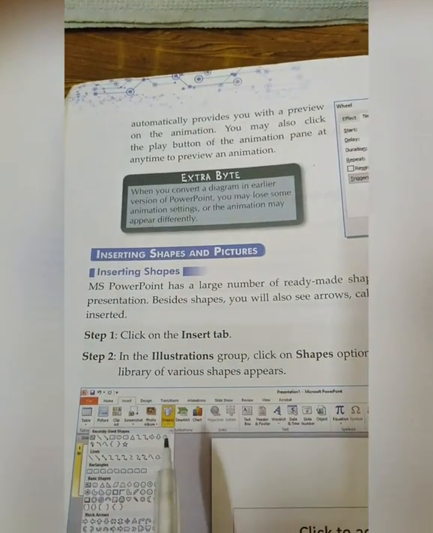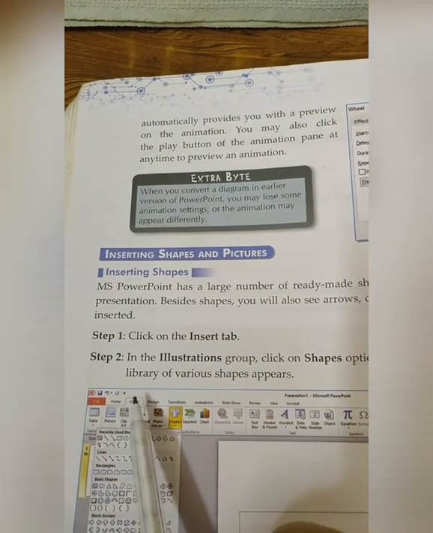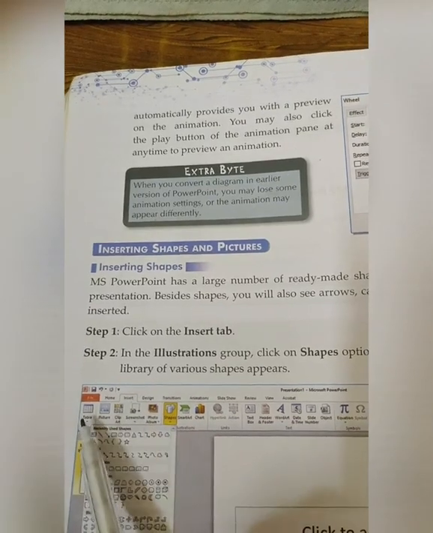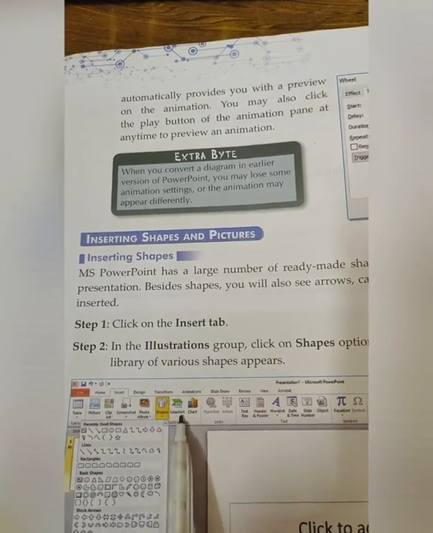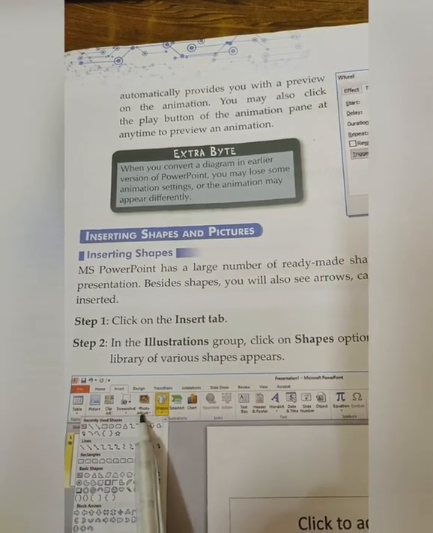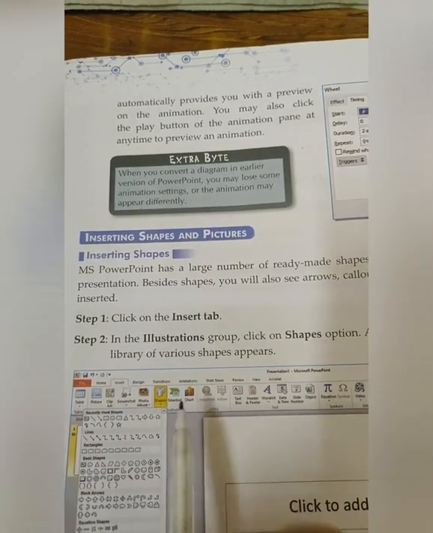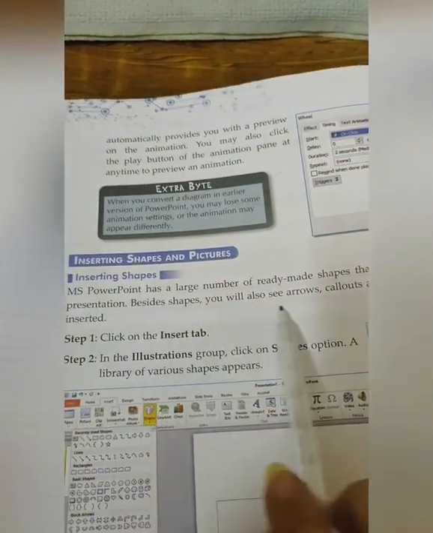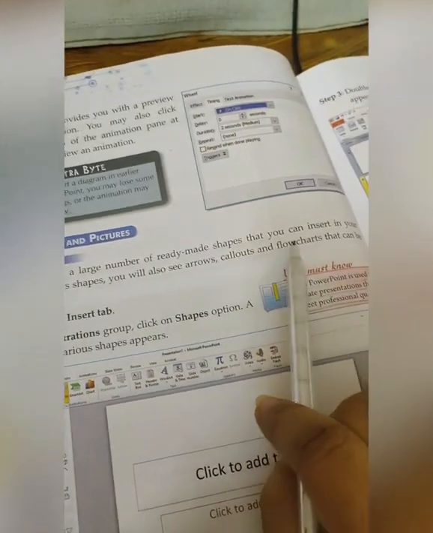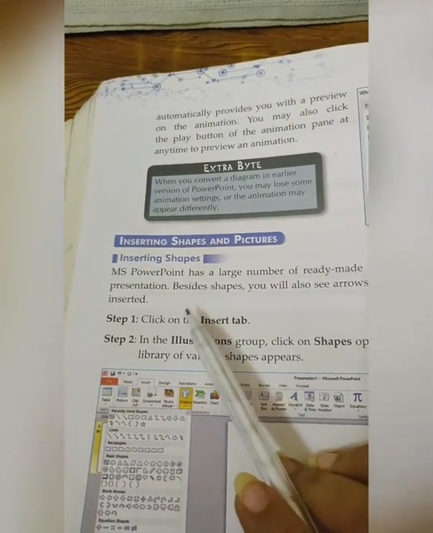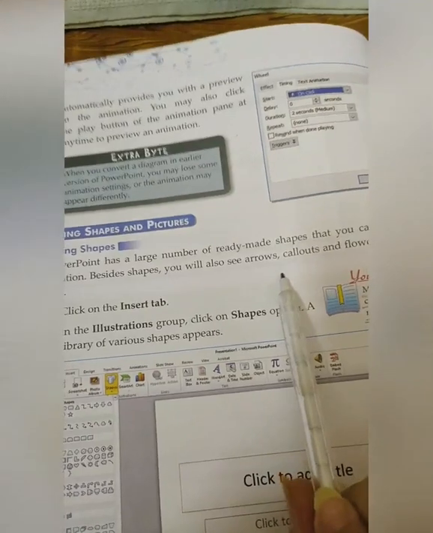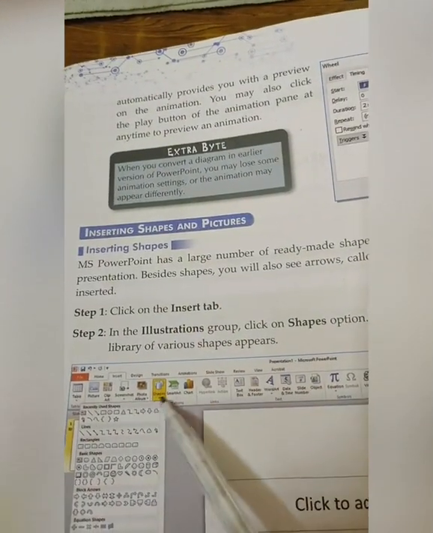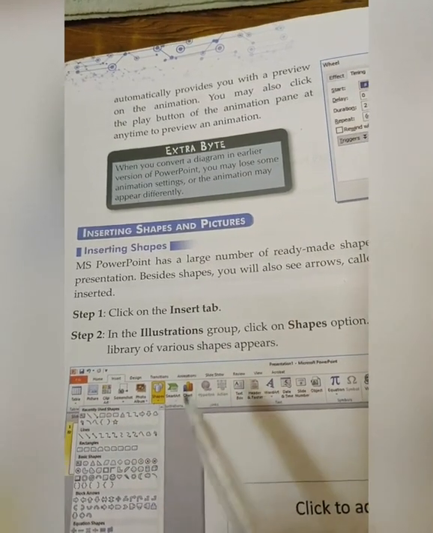Inserting shapes. You know how to insert a shape. When you click on the insert tab, your pictures, clip art, text, shapes, SmartArt, and photo album options will open. All these options are present in the insert tab. MS PowerPoint has a large number of ready-made shapes that you can insert in your presentation. Besides shapes, you also see arrows, callouts and flowcharts that can be inserted. You can use all these options from the insert tab.